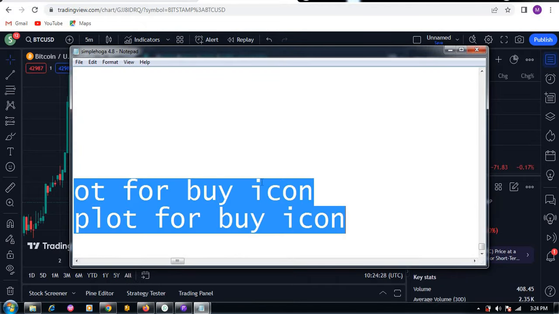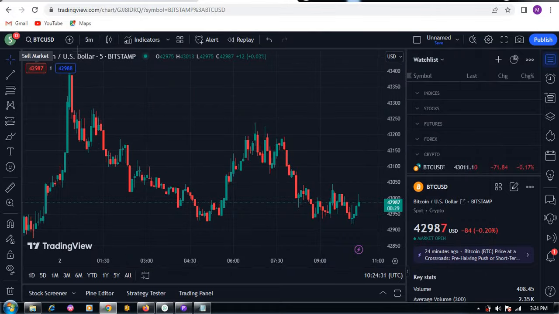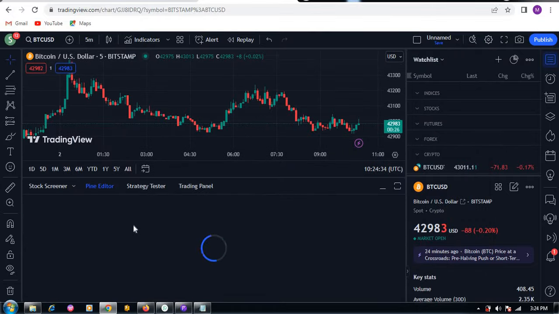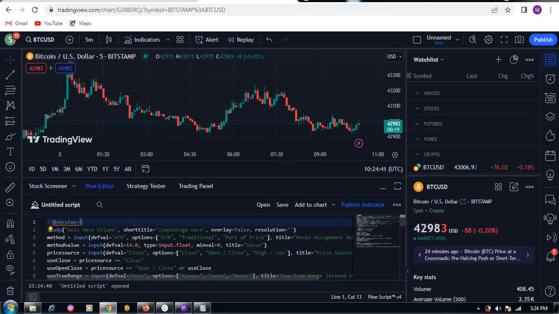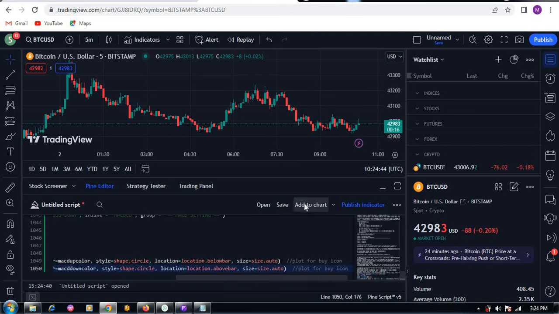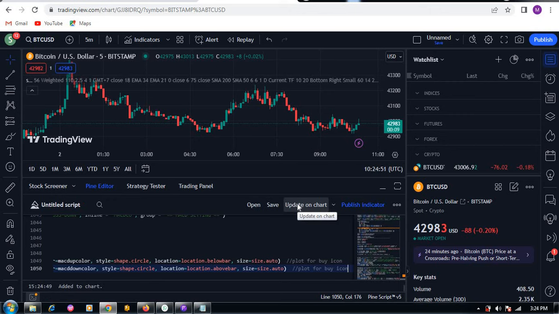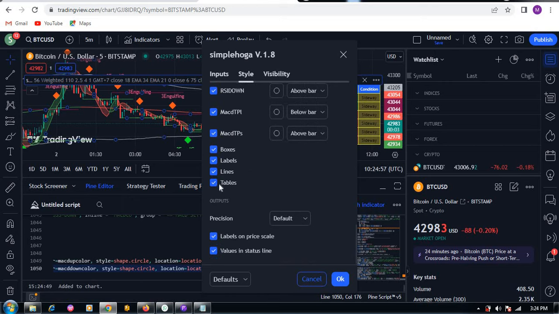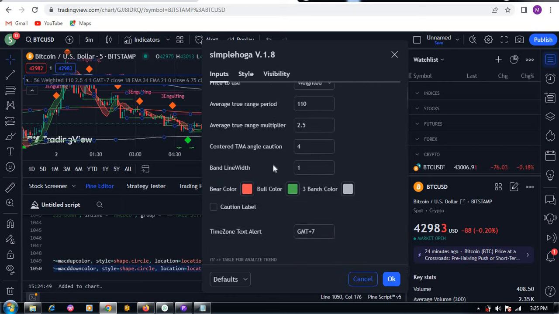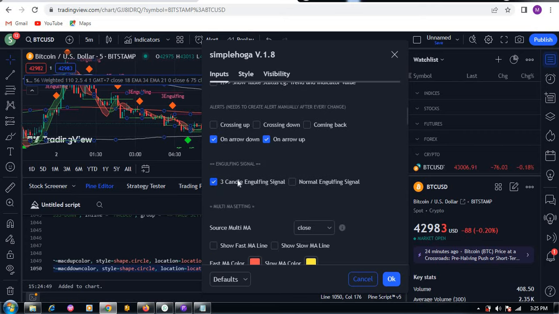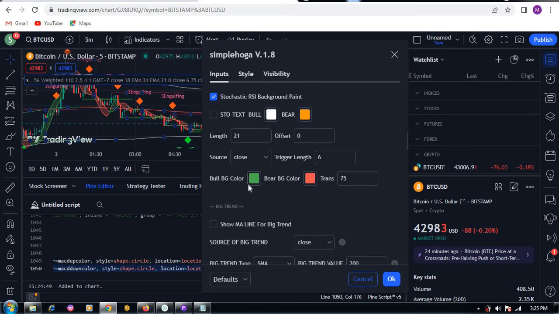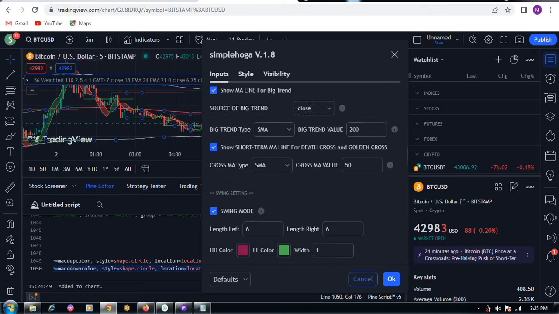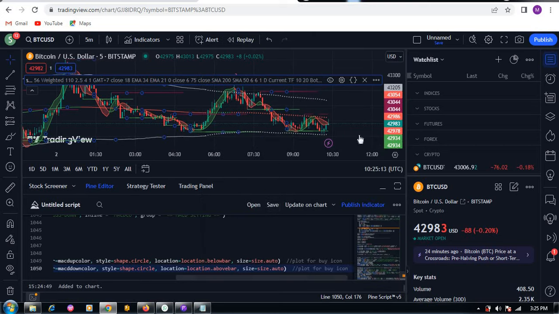Control C and finish it, and then I need to go to Pine Editor, Control A, Control V, and then add to chart. It will take a few seconds. Now it's added. Go to settings, and we do not need tables. Go to here, and we do not need this thing. We do not need this one, and we do not need this one. Now the settings are okay.